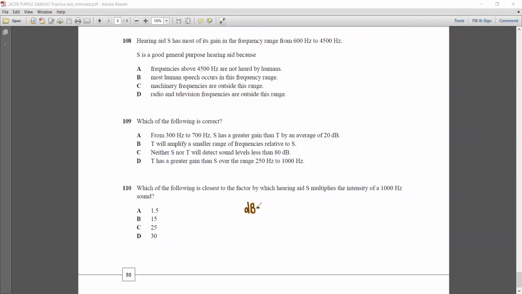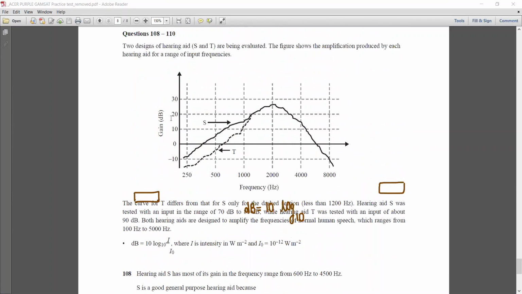The dB is 10 log 10 I, where I means the intensity at 1000 hertz. 1000 hertz is the frequency here. We want to see what the intensity of S will be at this frequency. If you look here, at this 1000 frequency, the value of S is around 15 decibel. This is the dB.